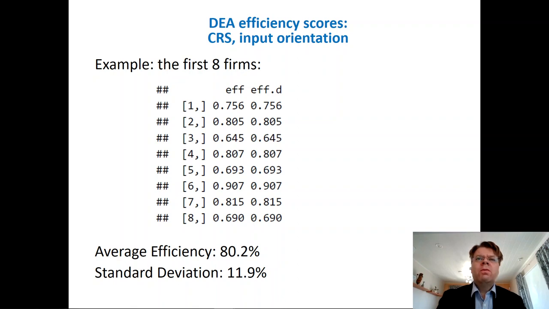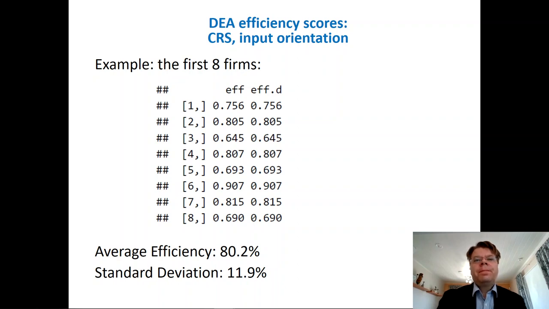You might be wondering why there are two columns with F and FD. The reason is that Sheng has solved the efficiency score using two equivalent linear programming formulations, which are called the primal formulation and the dual formulation. And the R code produces both results. And as you can see, both the primal formulation and the dual formulation yield exactly the same efficiency score. So they are completely equivalent ways of calculating the efficiency score.